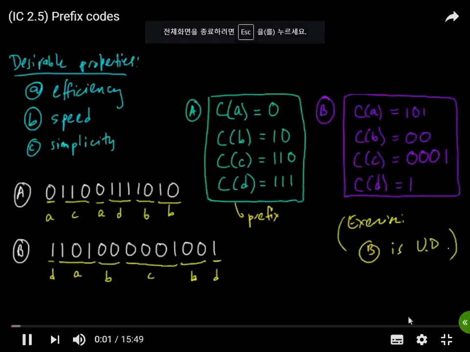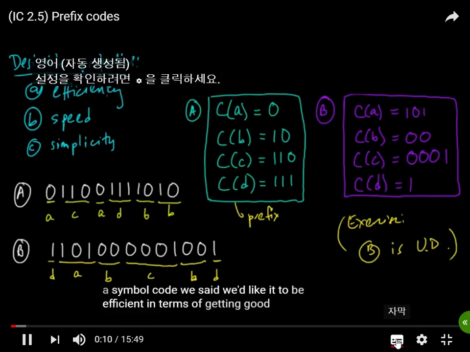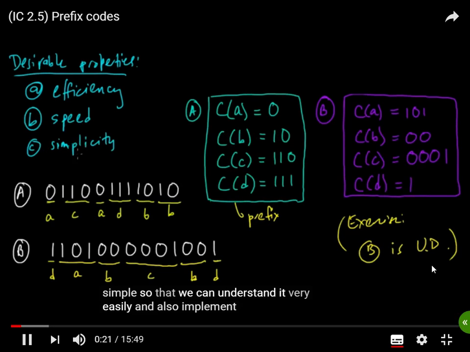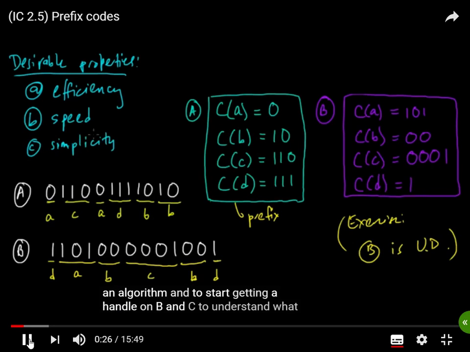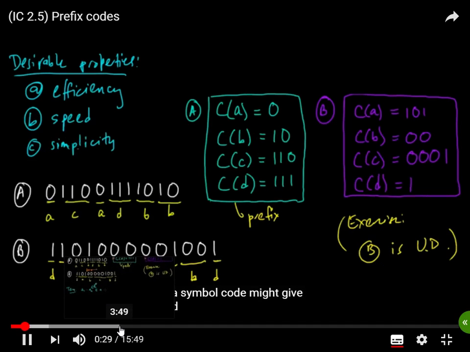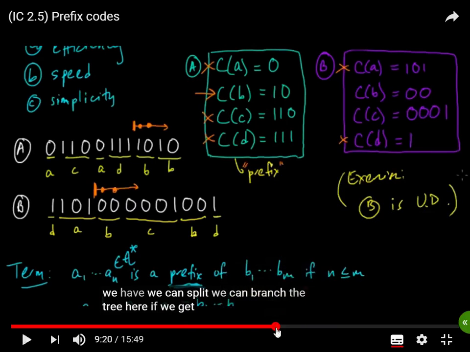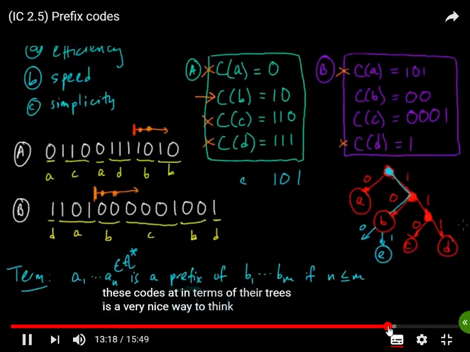Welcome back. We're talking about symbol codes, and in the previous video we wrote down these 3 desirable properties of a symbol code. We said we'd like it to be efficient in terms of getting good compression. Well, we'd also like it to be fast so that we can encode and decode very quickly, and we'd also like it to be simple so that we can understand it very easily and also implement it easily. Huffman code. And to start getting a handle on B and C, to understand what properties of a symbol code might give us good speed and simplicity is a This shows how that algorithm works, but I will explain to the node for the other code. Quicker way. Nice way to think about them.